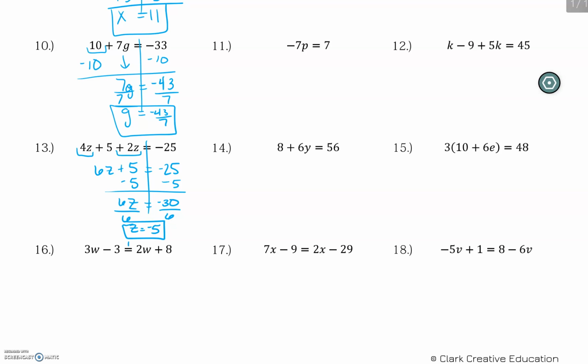And the last one I'm going to do with you. Is there anything we can simplify? No. So I'm going to move my 2w first. 2w is positive, so I'm going to subtract 2w from both sides. And notice that I'm taking 2w as a group. I'm not separating that multiplication just yet. I'm taking it as a group, so that's why I'm subtracting it. 3w minus 2w would be 1w minus 3 equals 8. One more step, add 3, and w equals 11.